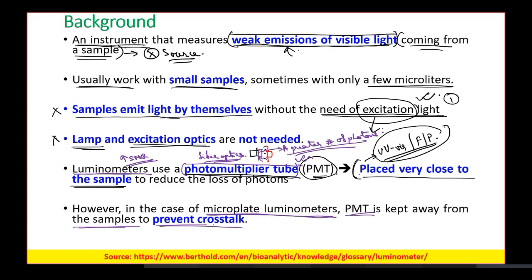Now, what is crosstalk? Can anyone tell me? What is crosstalk? Anyone? You can shed some information on crosstalk.